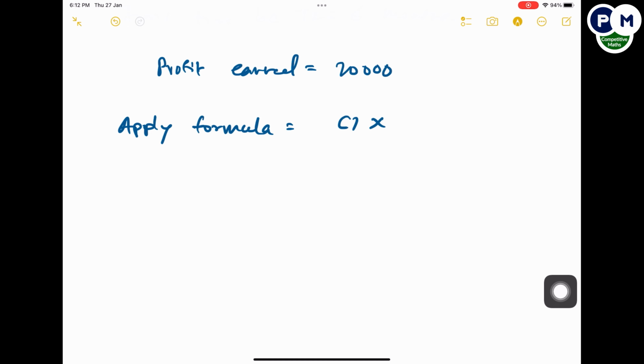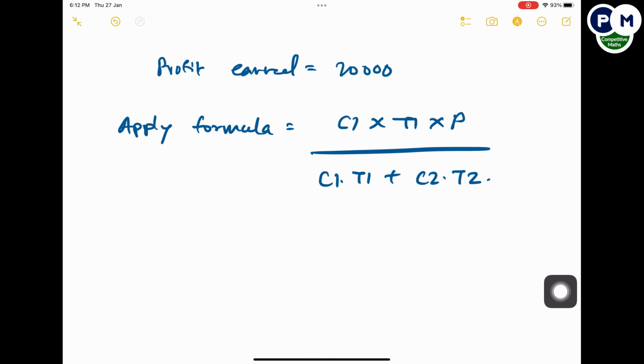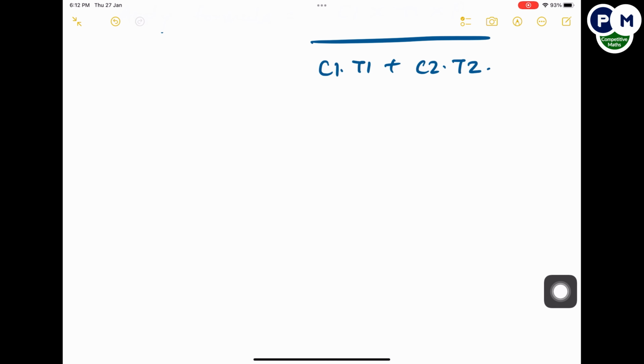By applying the formula, C1 multiplied by T1 multiplied by P divided by C1 multiplied by T1 plus C2 multiplied by T2. Therefore, Joe's share equals 178,000 divided by 135, which is equal to $14,222.2.